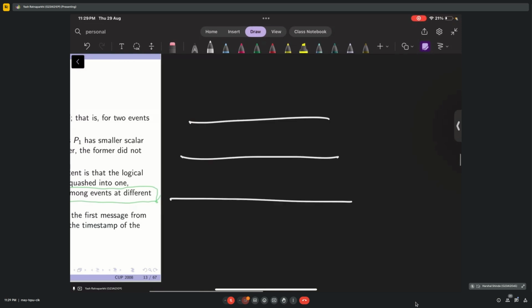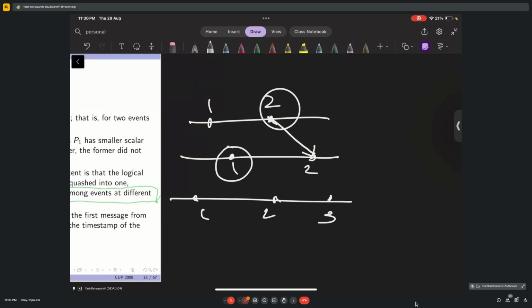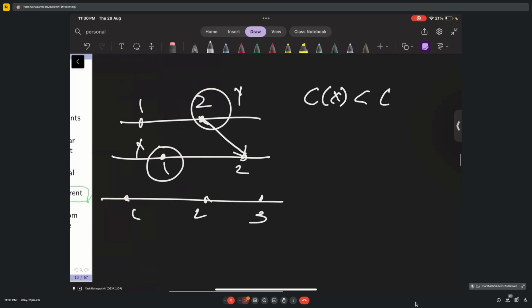1, 2, and 3. 1, 2, 3, 4, 5, 6, 7. This is the thing. So I'll say 1, 2, 1, 2, 1, 2, 3 timestamps. Now tell me one thing. This timestamp is smaller than that one. Correct? If I call this x and that y, then C of x is definitely less than C of y. Any doubt in this? Fairly simple to understand.